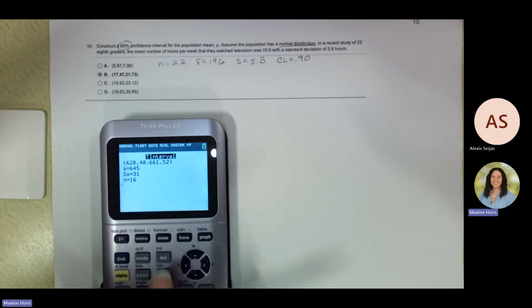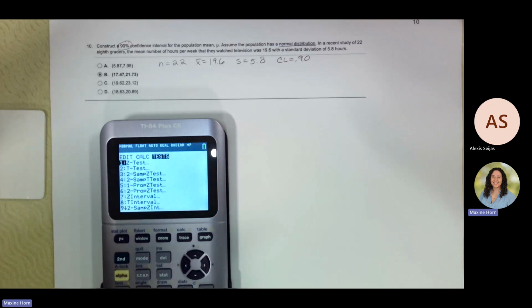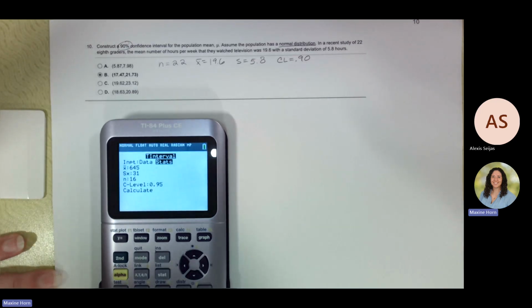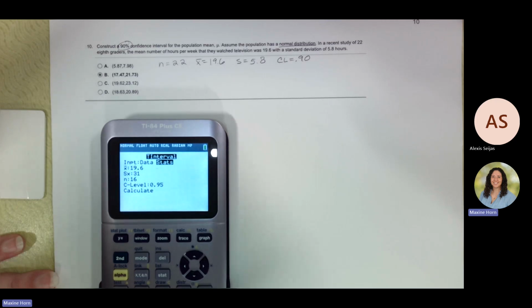We're not going to do all that. We're just going to do it in the calculator, okay? So we're going to go to stat, tests, number 8. I can either arrow down or I can just hit the number 8, and we're going to plug in what we're supposed to have. Our X bar, which is our sample mean, 19.6. Our sample standard deviation, 5.8. Our sample size, 22. Our confidence level, 0.9. Boom, there it is. And they're asking us to go to 2 decimal places because that's what all the answers are, 2 decimals. So there it is, 17.47, 21.73 when we round.